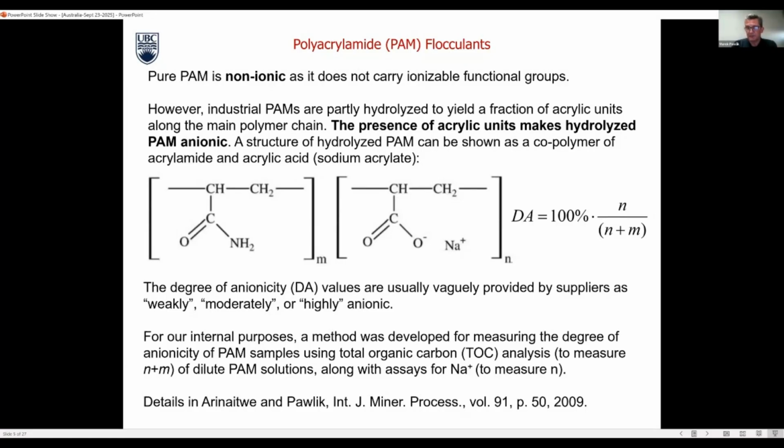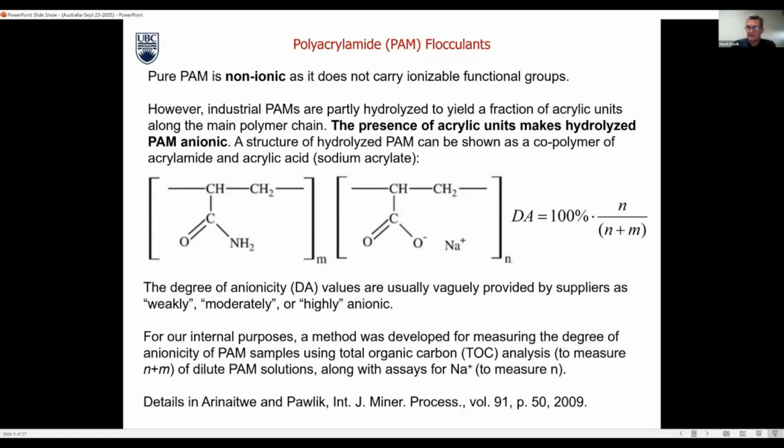We developed our own little technique for our PAM samples, based on the observation that acrylic units typically come as sodium salts. So we were not measuring acrylic units directly; we were measuring sodium and then deducing the number of acrylic units based on the concentration of sodium.